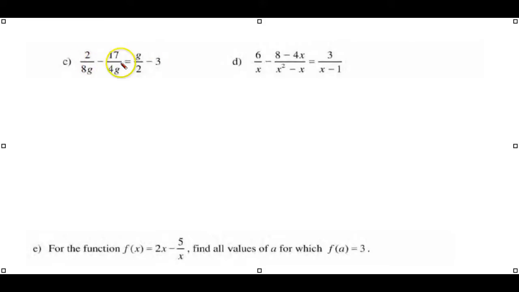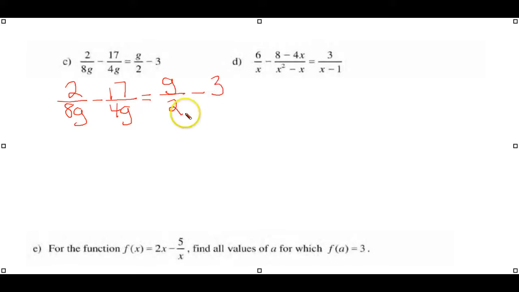Now, since these are a little small, I'll write them out, and you can write them out too. 2 over 8g minus 17 over 4g equals g over 2 minus 3. So again, to get rid of fractions, we're going to multiply every term by the lowest common denominator, which is 8g.